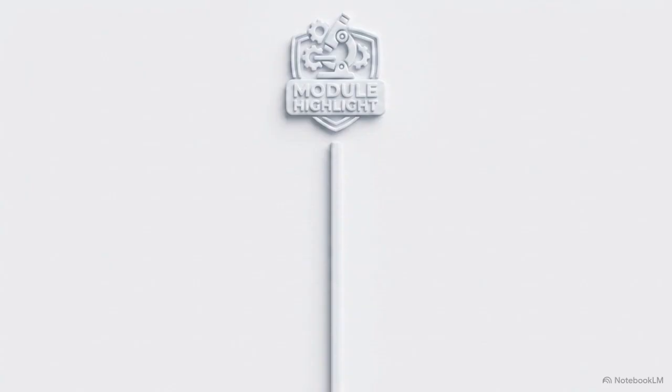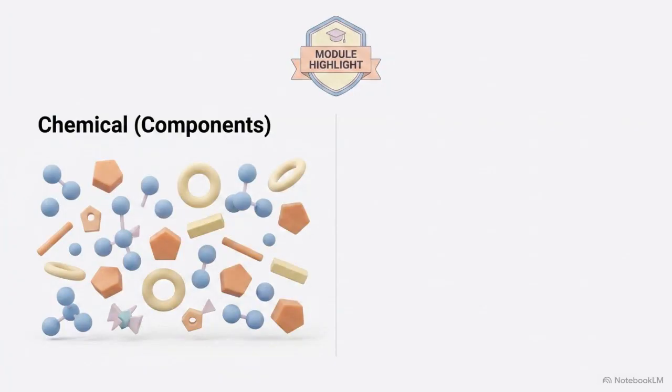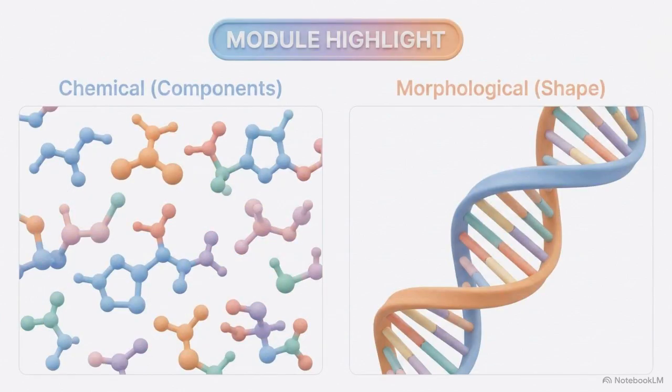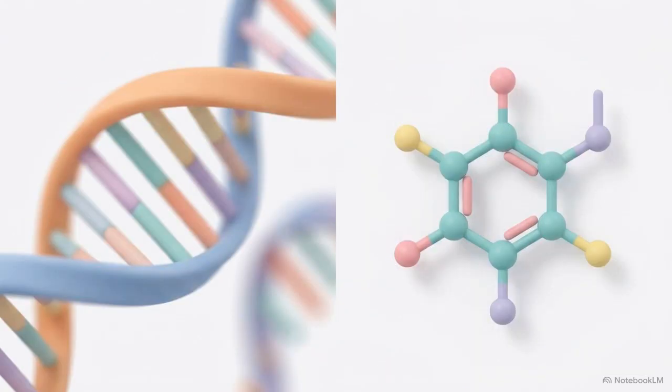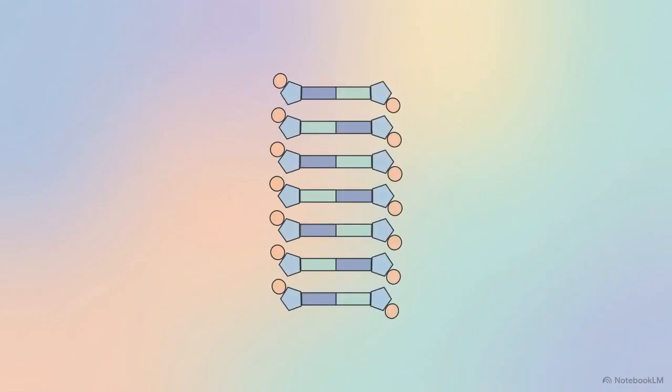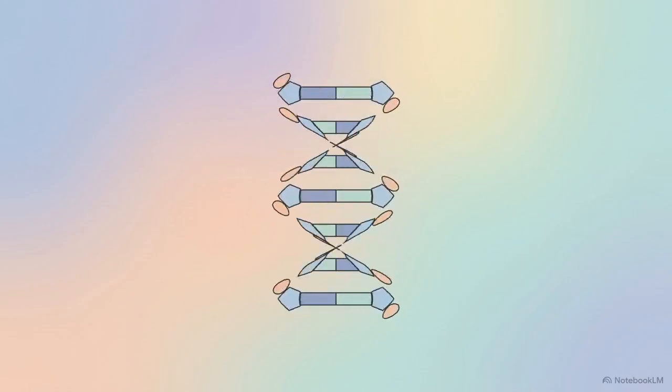To master this topic for the WBCHSE board exams, you have to analyze this molecule through two distinct lenses, as shown here. On the left, we have the chemical structure, the raw microscopic ingredients that make up each nucleotide. On the right, we have the morphological structure, how those ingredients link and fold into a physical three-dimensional shape. You cannot memorize the shape without first knowing the parts. We have to identify the exact chemical ingredients before we can understand how they build that famous twisted ladder.